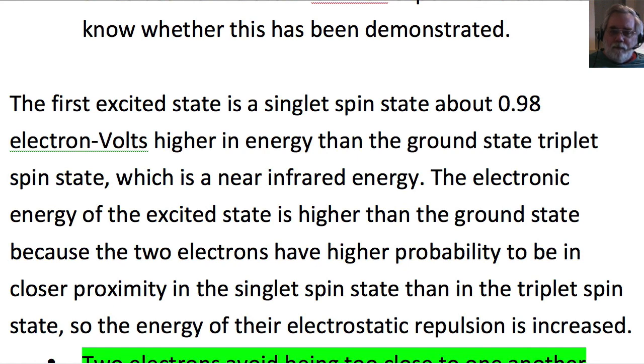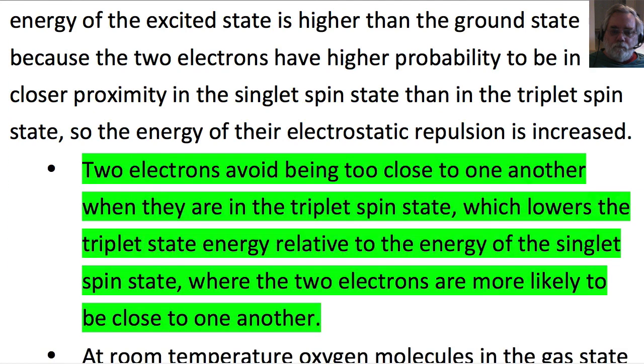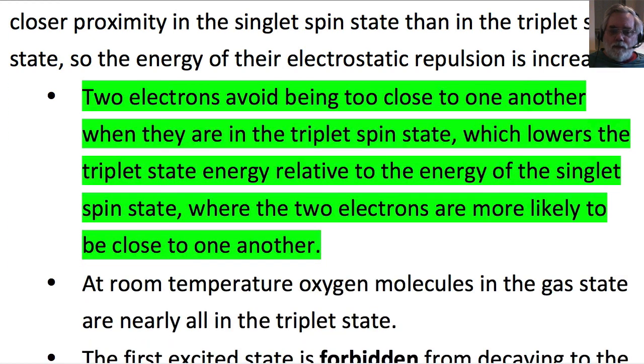The electronic energy of the excited state is higher than the ground state by quite a bit, because the 2 electrons have higher probability to be in closer proximity in the singlet spin state than in the triplet spin state, so the energy of their electrostatic repulsion is increased. 2 electrons avoid being too close to one another when they're in the triplet spin state, which lowers the triplet state energy relative to the energy of the singlet spin state, where the 2 electrons are more likely to be close to one another.